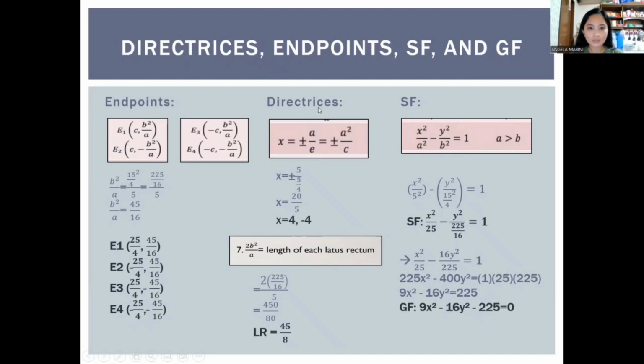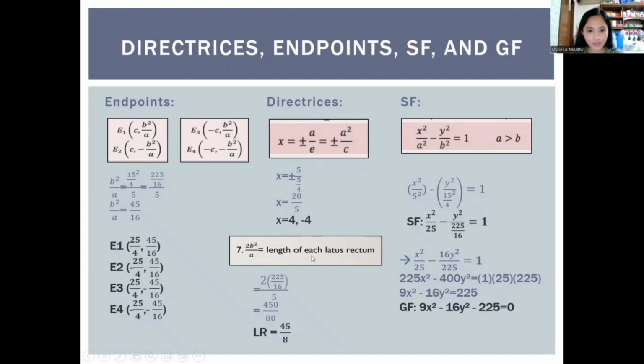So after nating mahanap yung endpoints, we will proceed to the directrices. And ito naman yung representation niya or yung formula para makuha yung directrices nung hyperbola. So, substitute natin yung nakuha nating value ni A and value ni E. So, x is equals to positive negative 5 over 5 over 4, which will give us the answer x is equals to 4 and negative 4. So, ang directrices natin is x is equals to 4 and x is equals to negative 4.